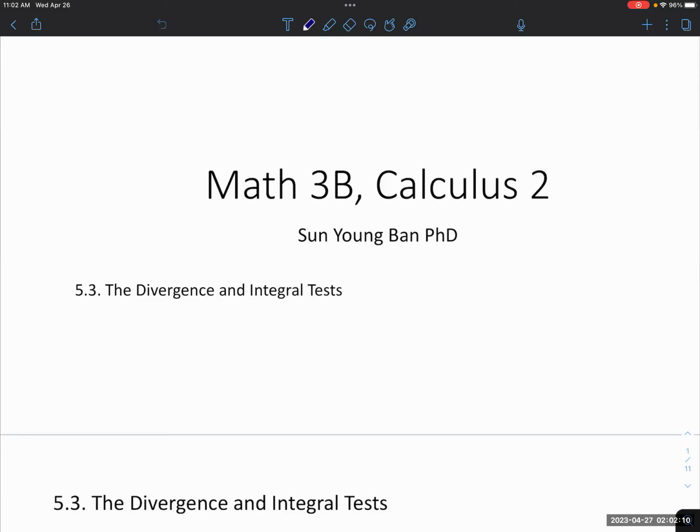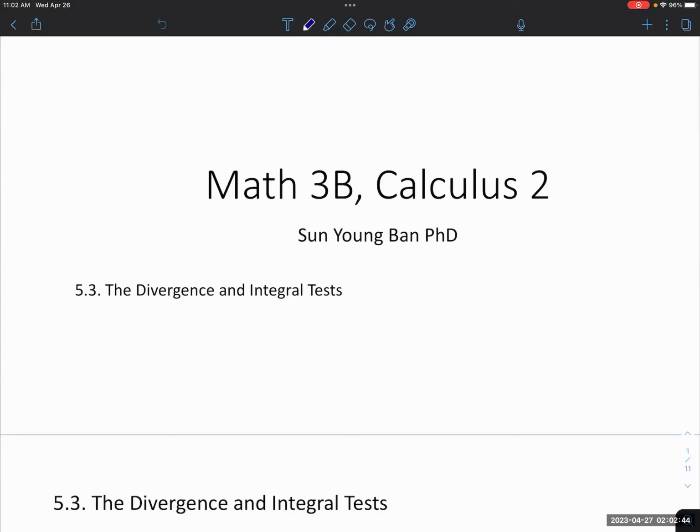And what we're going to do in 5.3, I'm going to show you two different tools to check whether your given sequence or series is divergent or convergent. Basically, I'm going to give you two different tests, and you can use them to easily see whether the given information is divergent or convergent. One tool is the divergence test, and the second tool is the integral test. So let's take a look at those two. That's the main idea in chapter 5.3.